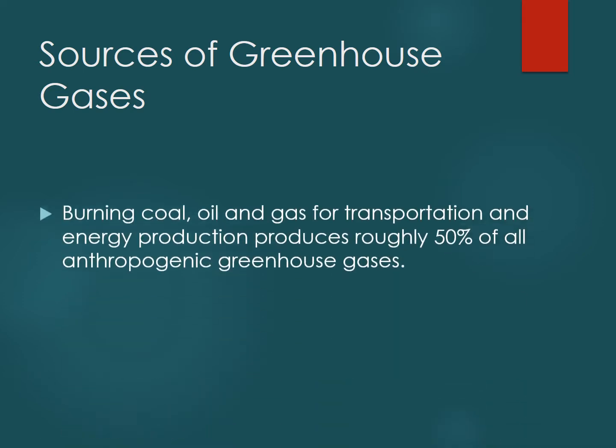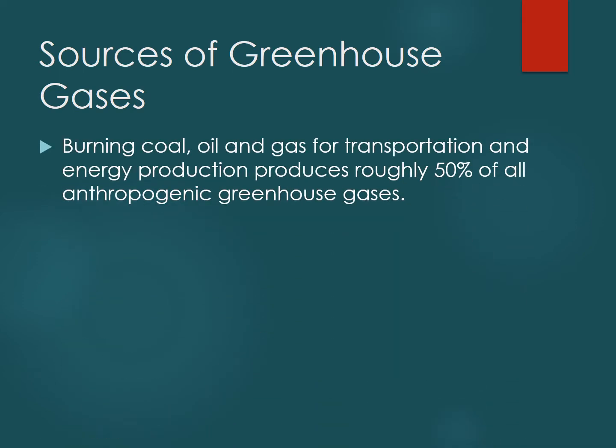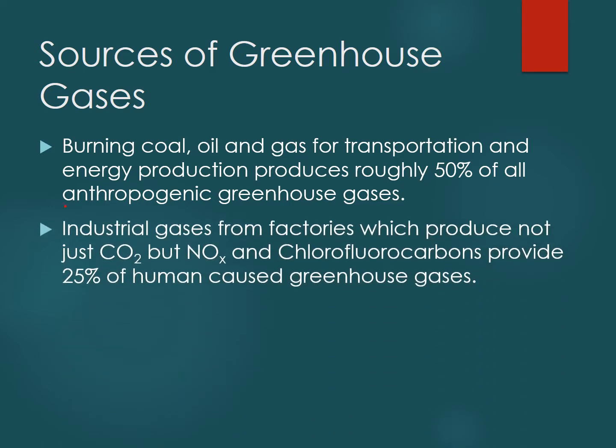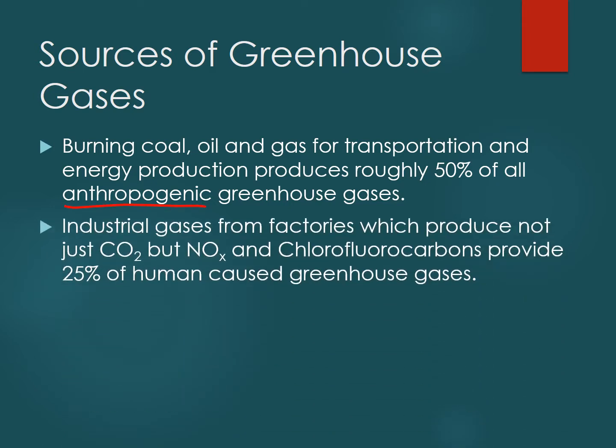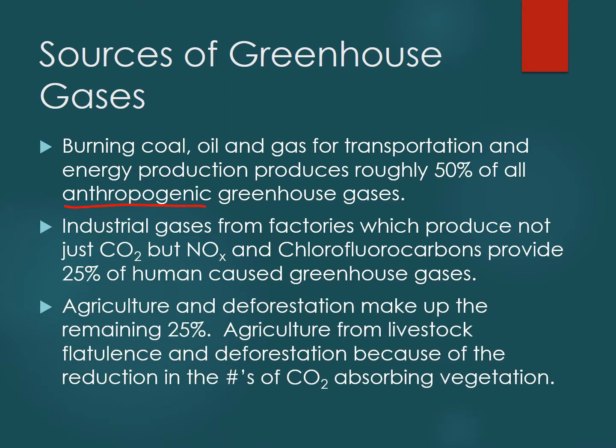Okay, sources of greenhouse gases. So burning coal, oil, and gas for transportation and energy produces about half of all man-made, or anthropogenic, greenhouse gases. Industry releases a lot of carbon dioxide, but also nitrogen oxides and CFCs, and that makes up 25% of human-caused gases. And agriculture and deforestation make up the rest.